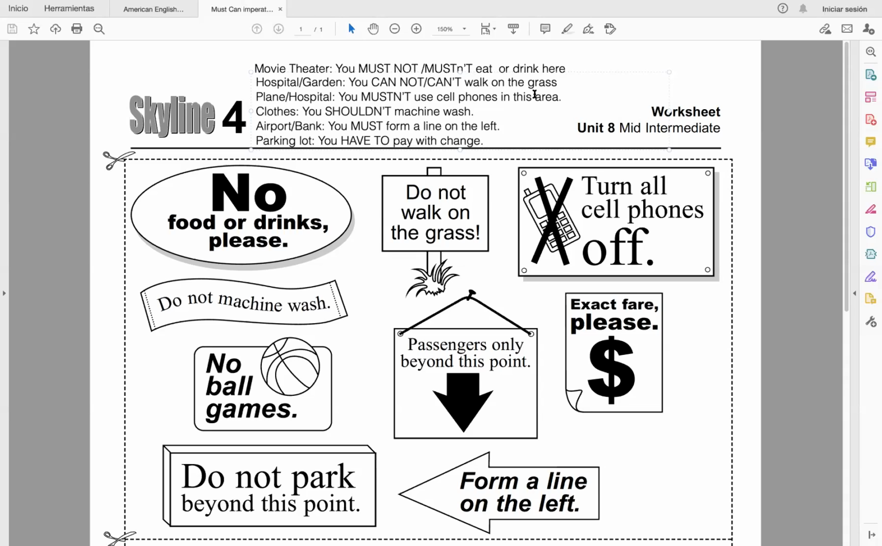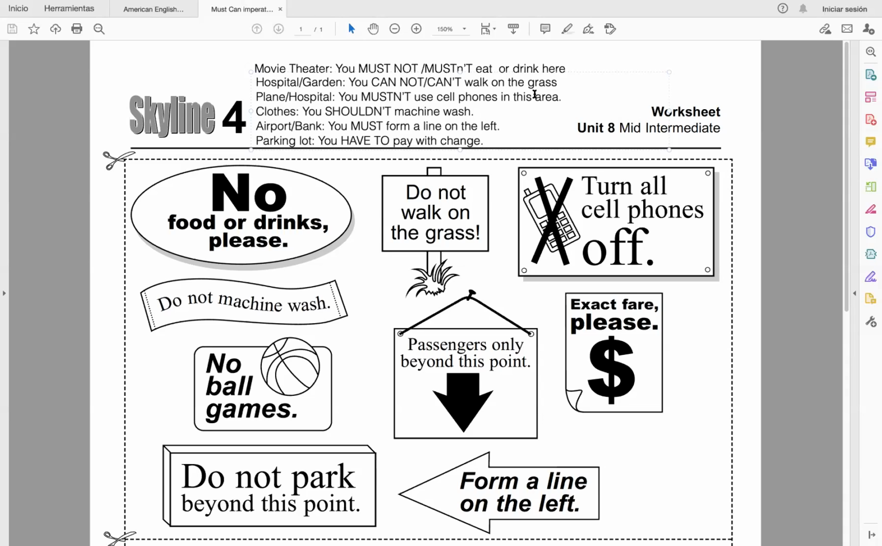Prohibition too. Prohibition again, right? Look at the next one. Plane or hospital. You mustn't use cell phones in this area. What is it? Prohibition again, right? Very good.